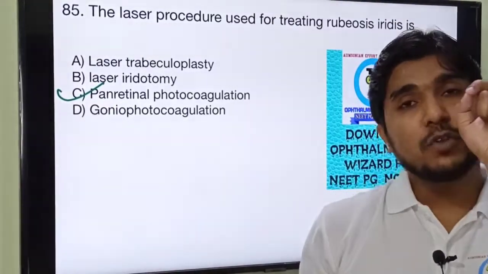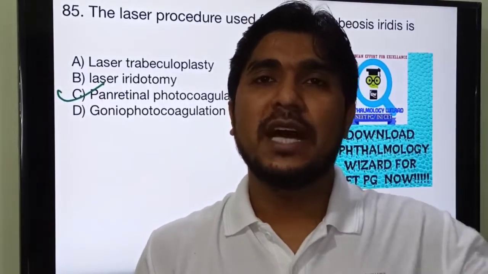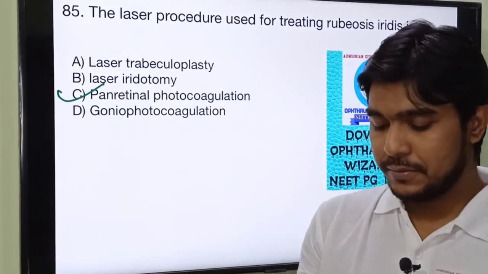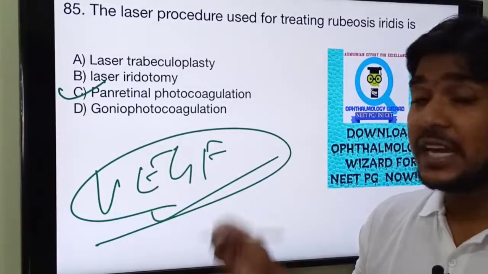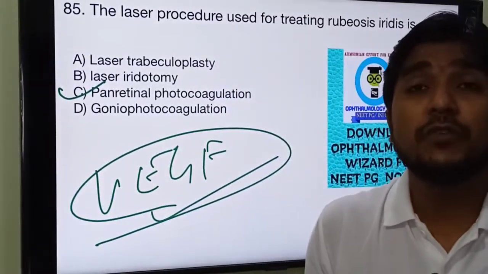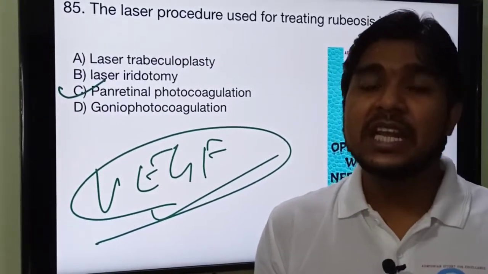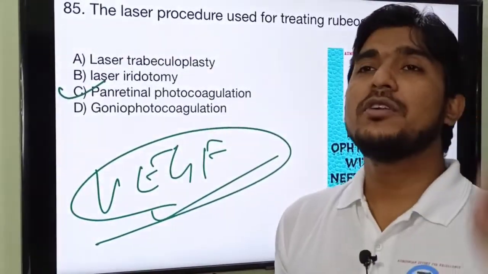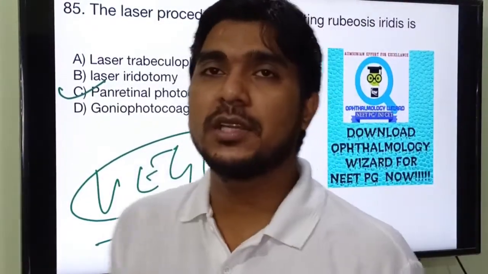Suppose you have to treat the reason, not the disease, not the symptoms or the signs. The reason, the stimulus, that is VEGF, vascular endothelial growth factor, is from where? It is from the retinal tissues, from the retinal disease mainly. So you have to treat that stimulus. That's why pan-retinal photocoagulation. Nothing more to discuss.